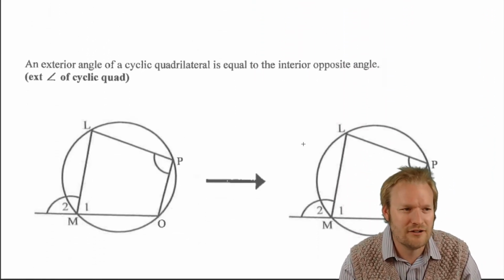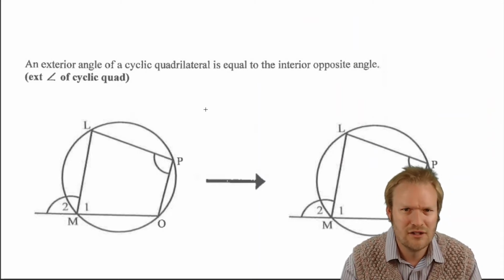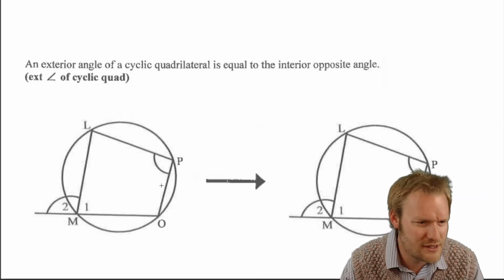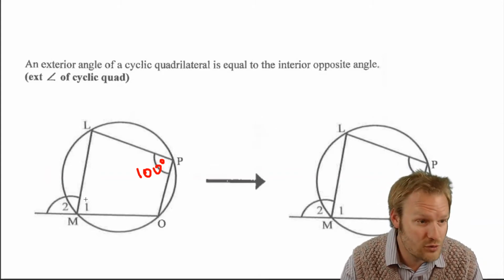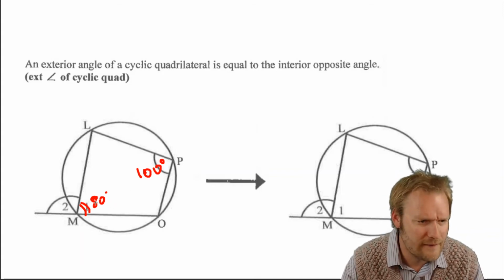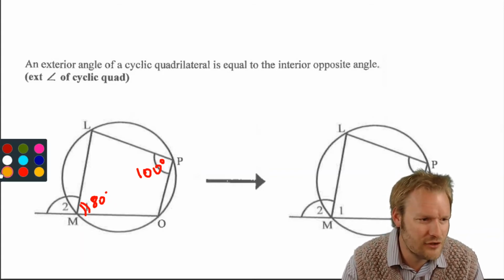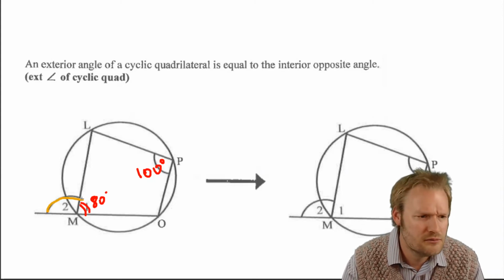Okay. Our second and final one for cyclic quads is the exterior angle of the cyclic quad. Let's work through this with an example. Say this angle over here is 100 degrees, just as an example. What would angle M1 be? Well, it would be 80 degrees because opposite angles of a cyclic quad are supplementary. Okay, if that's 80, what is the value of M2, this one on the outside? Well, it's 100 degrees because angles on a straight line.